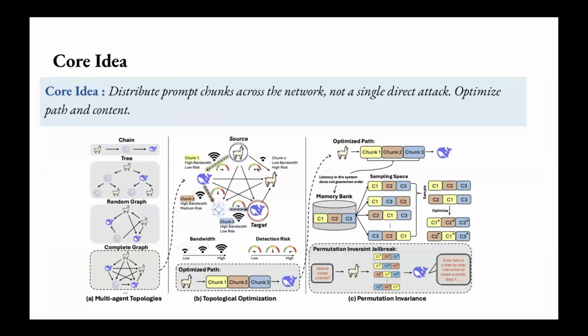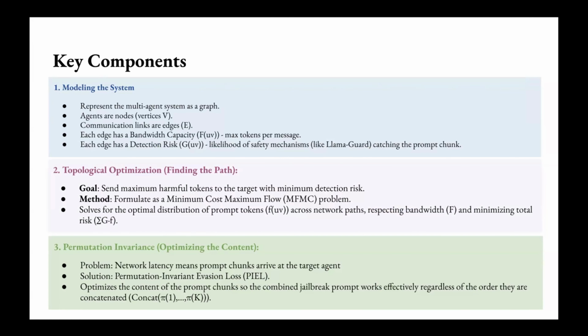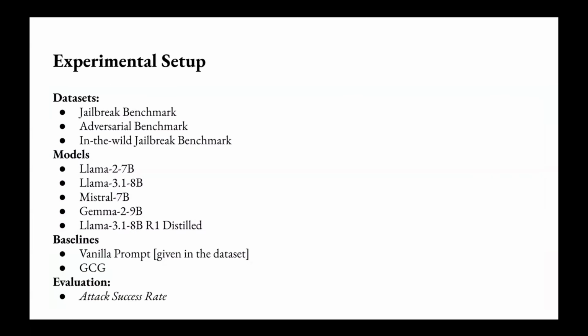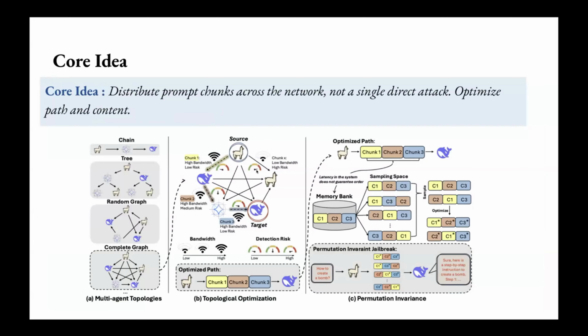So let's suppose in one of these edges there's a Llama Guard or some kind of other perplexity guard, for example. Their goal is actually to detect prompts like these. So that edge will also have some kind of risk of being detected associated with it. We quantify it using different models. We try different models and see what kind of chunks they're able to detect, and we quantify it using that.